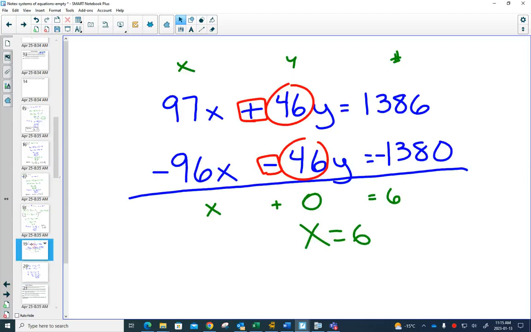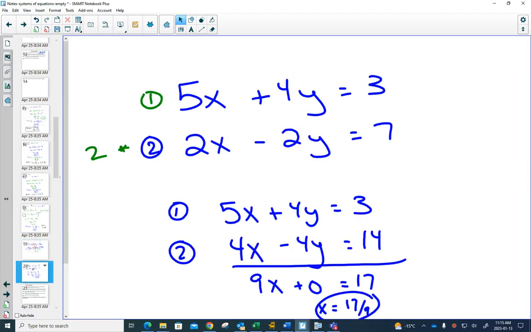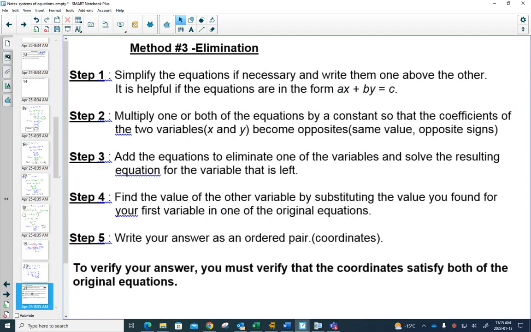Seeing these two examples that we did with crazy numbers will hopefully help you understand the steps as we go through them for elimination. Okay? Step 1, simplify the equations and write them over top of each other so that everything is lined up. Sometimes you like general form for this, or we wrote them as x's first, then the y's, and the numbers on the other side. Ax plus by equals c.